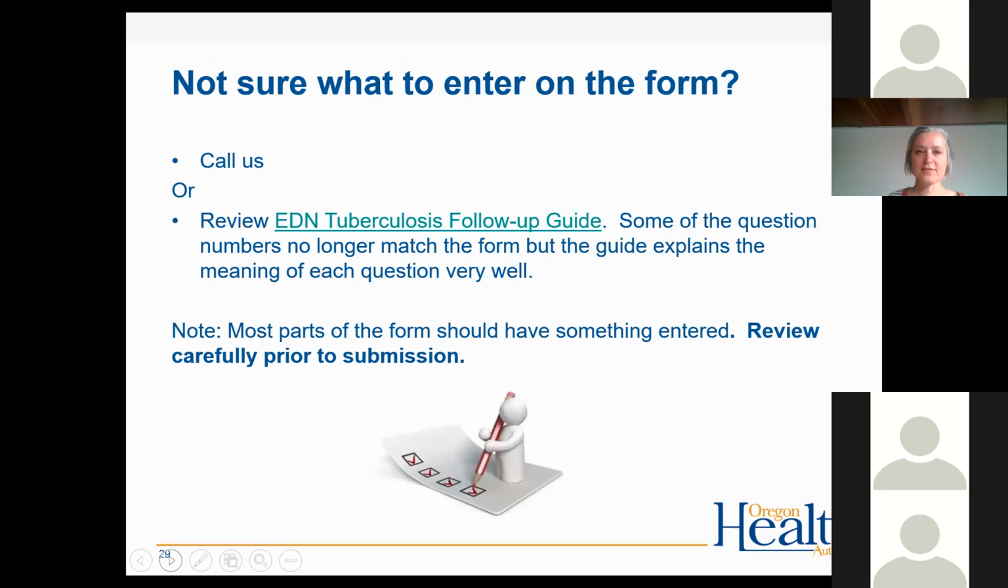So the form is kind of confusing. If you're not sure how to fill it out, you can just give me a call and I'll help you. Also, there is this EDN TB follow-up guide, and it does have explanations about how the different questions should be filled out. The numbers don't always match up anymore with the form because they've made some changes, but the guide is still very good and relevant. Most parts of the form should probably have something entered in when you fill it out. So just make sure you take a careful look at it before you send it over to us.